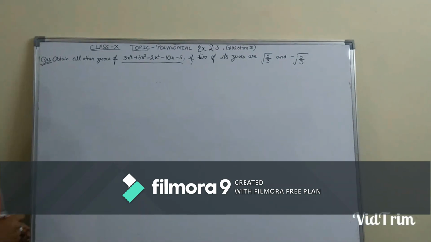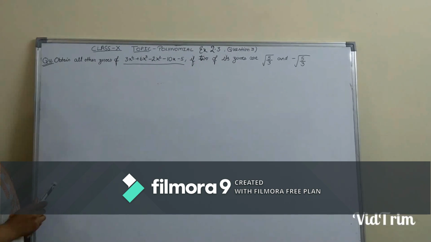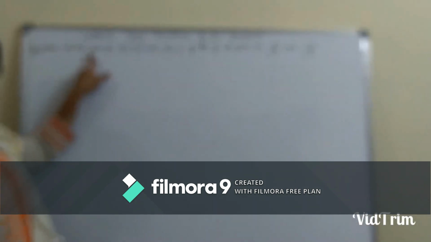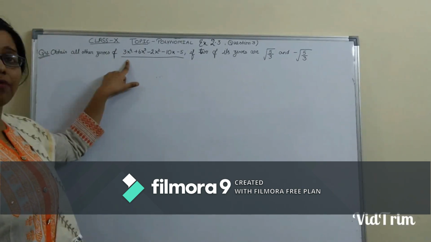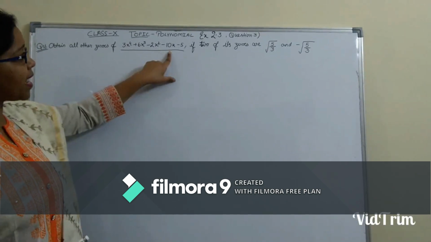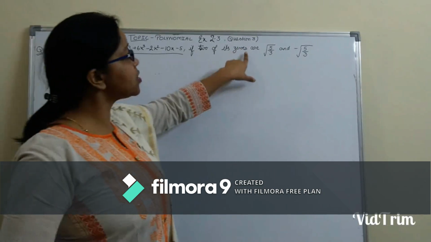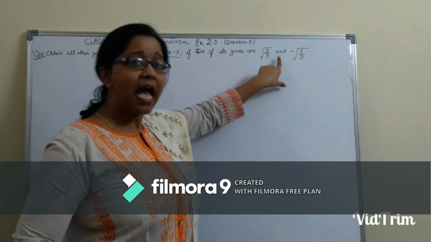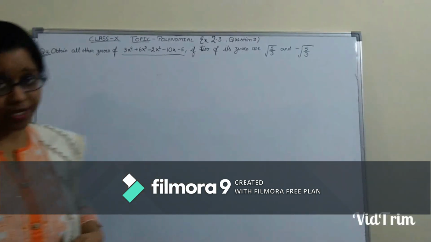I have picked a question from exercise 2.3, that is question number 3. The question says: obtain all other zeros of the polynomial 3x^4 + 6x^3 - 2x^2 - 10x - 5, if two of its zeros are √(5/3) and -√(5/3). How will we solve this question?